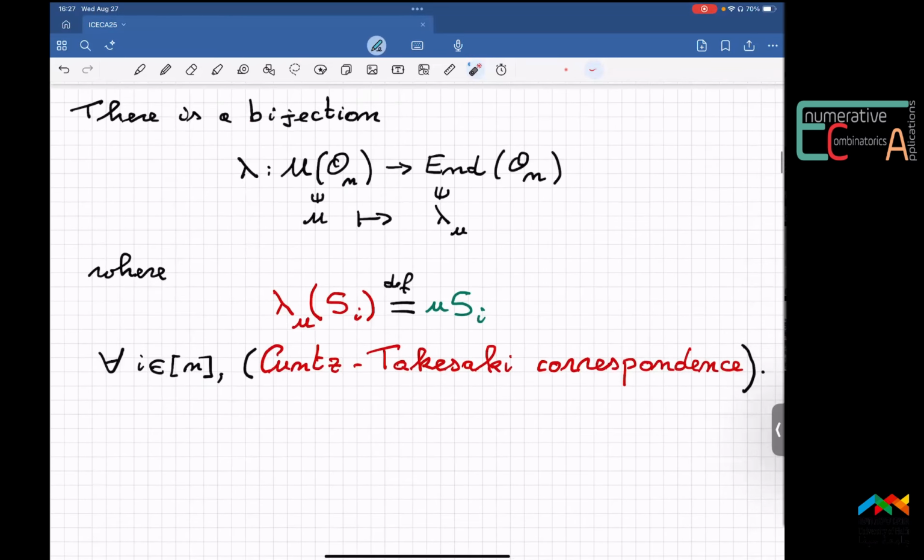So there is a bijection between the unitaries and the endomorphisms of this algebra. To any unitary U, the associated endomorphism is usually denoted by lambda sub U. And this is defined in a very simple way. I only need to define it on the generators. And lambda U on the generator S_i is simply left multiplication by U, for all i's. And this is called the Cuntz-Takesaki correspondence.